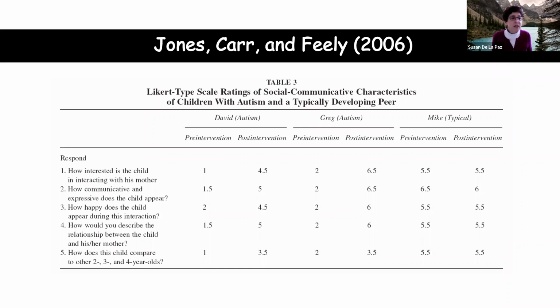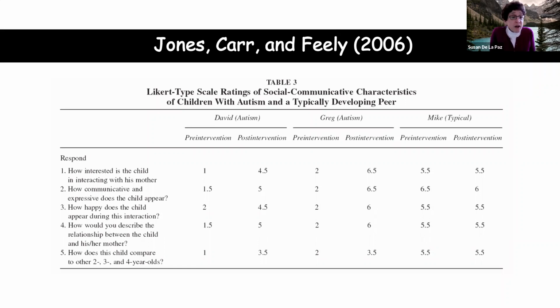So how interested is the child in interacting with his mother? The 2 kids with autism, pre-intervention were pretty low, post-intervention much higher. Boy, you can compare it to the typically developing peer who before and after the child didn't need an intervention, but the rate of interaction was much higher. And so you can see that this is a really good result.